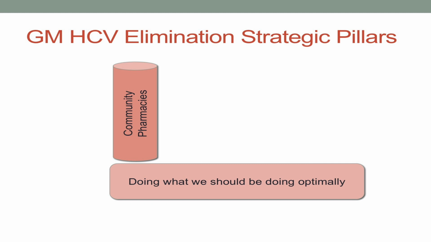So do what you should be doing optimally, and you're there. But in terms of the pillars, our first pillar, and one of our main pillars, is community pharmacies. So what we're doing in community pharmacies is we're highlighting about 60 community pharmacies around Greater Manchester who will do the whole package of care. They will identify people, they will test them, they will get access to the drugs, which in itself is an issue, they will treat them, and they'll do a test of cure.